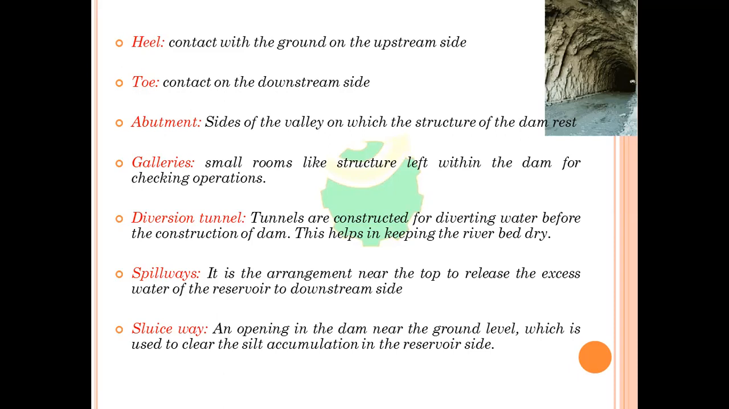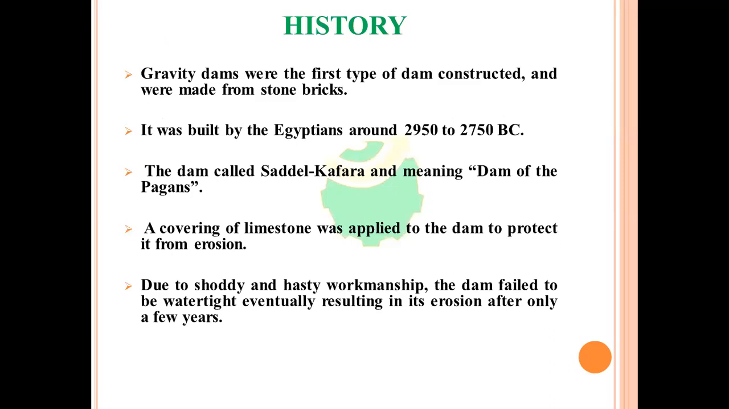Spillways, it is the arrangement near the top to release the excess water of the reservoir to downstream side. Sluice way, an opening in the dam near the ground level, which is used to clear the silt accumulation in the reservoir side. So now we will go for history and development of the gravity dams.